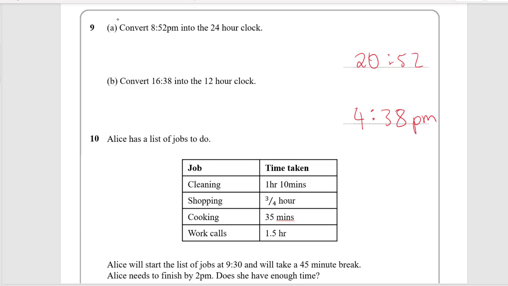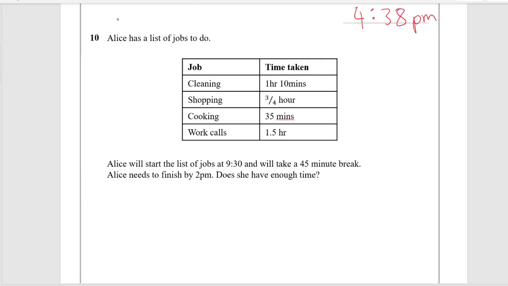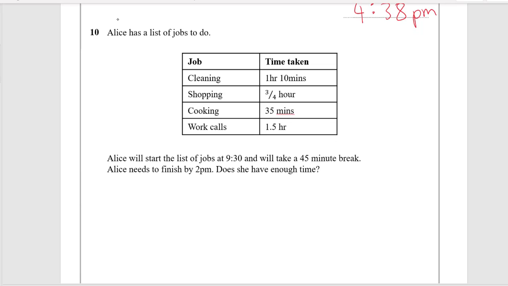4:38 PM. Alice has a list of jobs to do. Okay, you can see she has a lot of things to do: cleaning, shopping, cooking, and we've got the work calls and time taken. Alice will start the list of jobs at 9:30 and will take a 45-minute break, and Alice needs to finish by 2 PM. Does she have enough time?